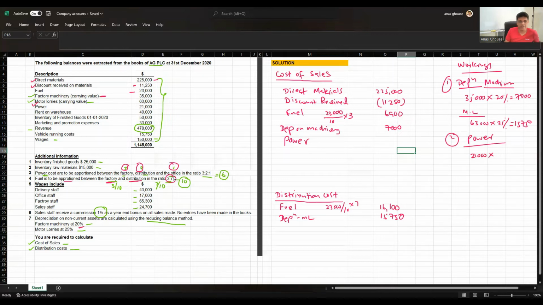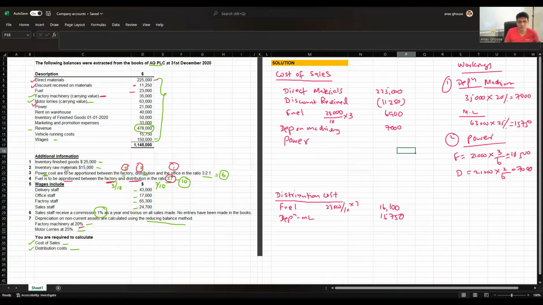21,000 divided by 6 times 3 will be for factory. So you have 21,000 divided by 6 times 3, which is going to be 10,500. And the distribution cost should be 21,000 divided by 6 times 2, which is 7,000.